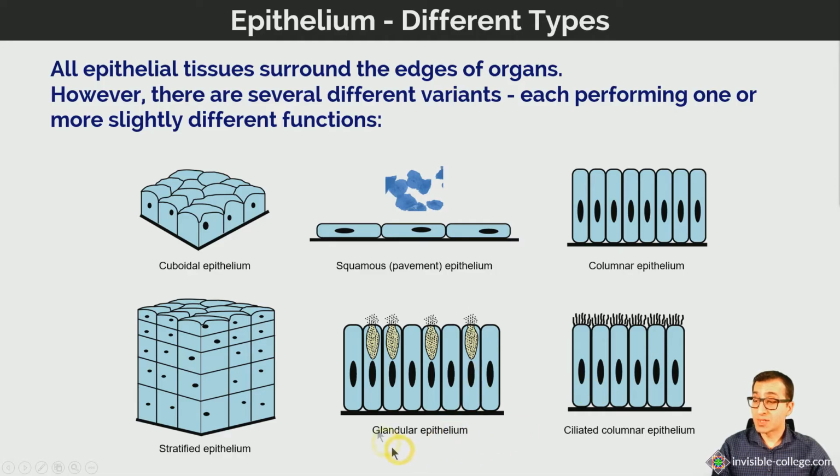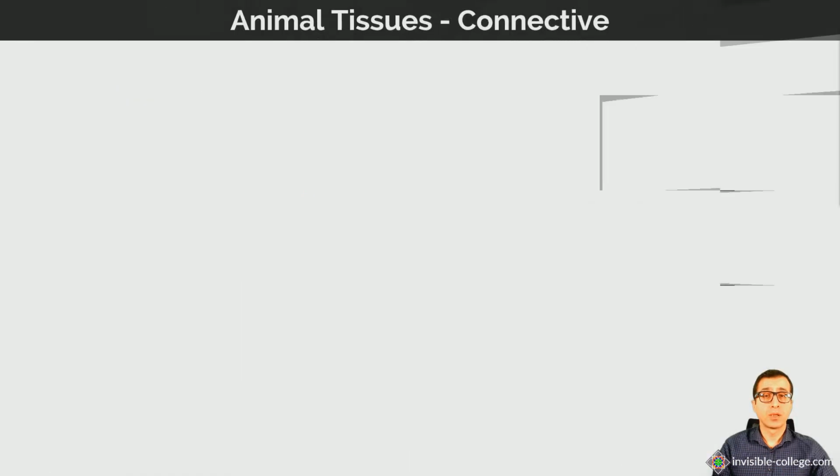For example, we're going to encounter glandular epithelium where we look at the digestive system. We're also going to encounter ciliated columnar epithelium, for example, when we look at the respiratory system and the type of epithelium that lines the airways of the respiratory system, and so on.